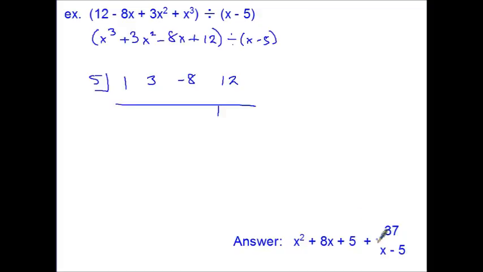Whoops, my underline died. But there you go. So that'd be the answer you got if you actually follow through with that. I'll save you the time right now.